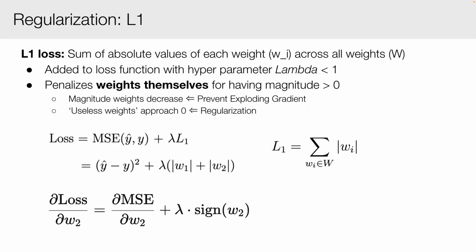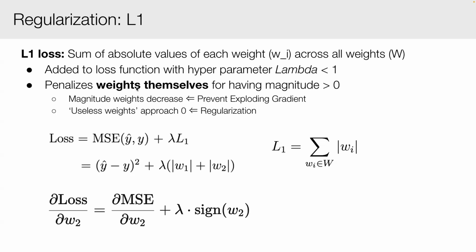Okay, so one way we can prevent this from happening is L1 loss. What we're doing is taking the sum of absolute values of each weight across all weights W. In our case, we add this extra L1 loss to our main MSE loss, and of course we weight that L1 loss by some parameter lambda. Lambda is usually between 0 and 1, and that will make sense in a second.